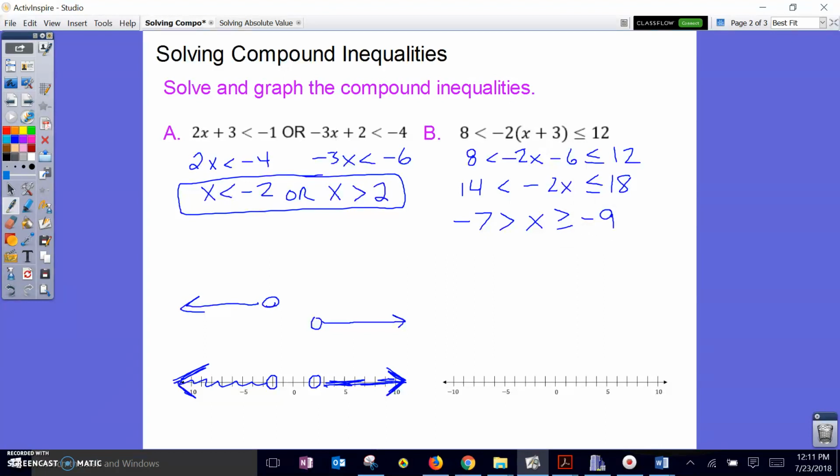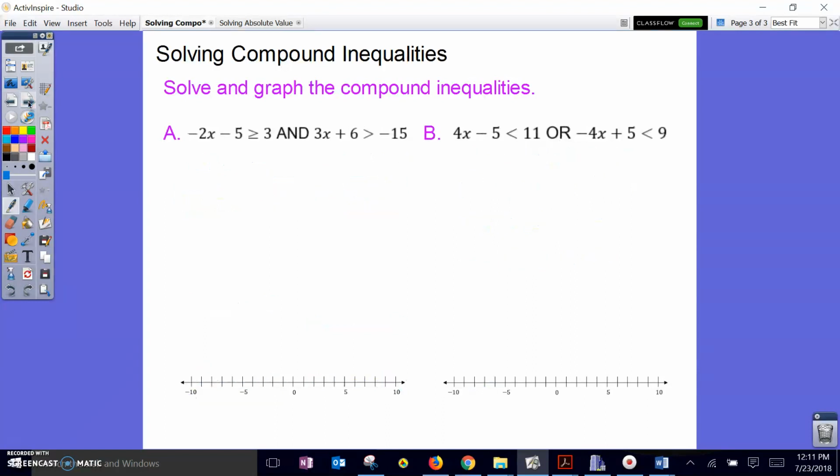Now, I normally would rewrite this so that it's in the typical order, because when I do it this way, it kind of shows me what my graph is going to look like. I've got a closed circle at negative 9. I've got an open circle at negative 7. And I'm going to shade in between those two. And there's my graph, my solution.